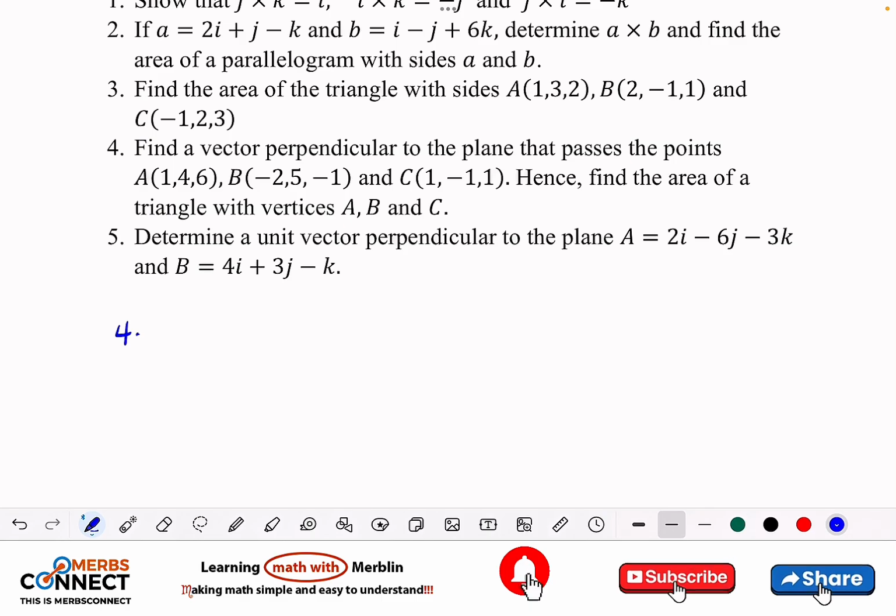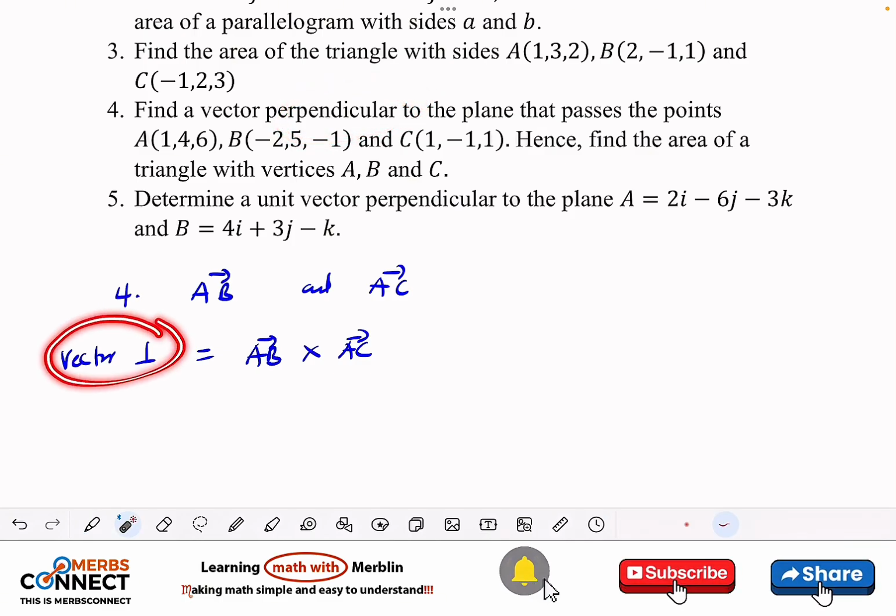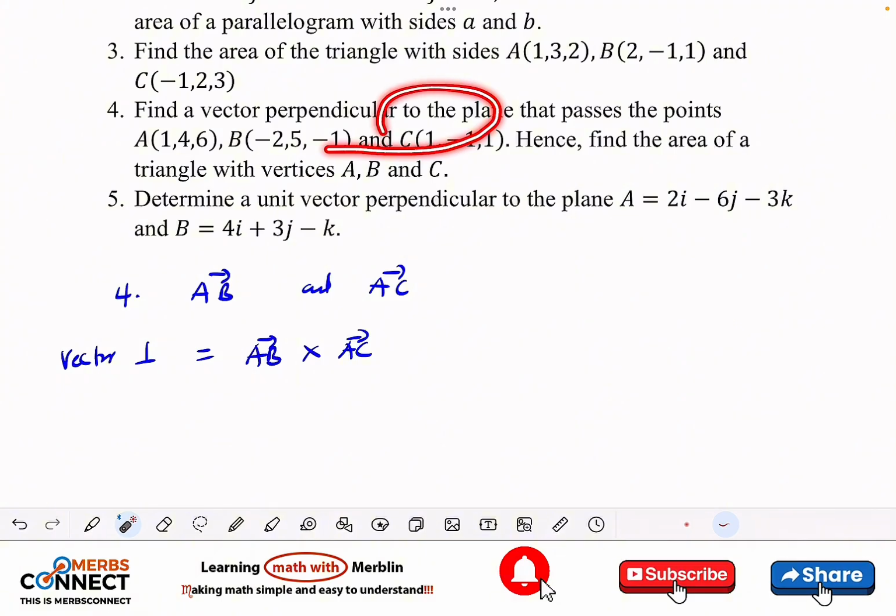All you just need to do in question 4 is to find vector AB and vector AC, right? And then cross vector AB with vector AC. That will be the vector perpendicular, right? That's what you're going to get from this, and this is kind of the normal vector. When you pick this one, we can call it the normal vector. So that's what you just need to do here.